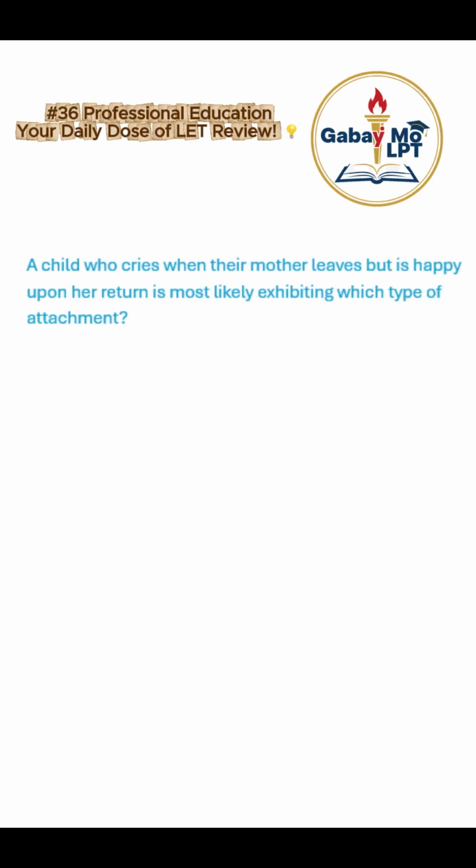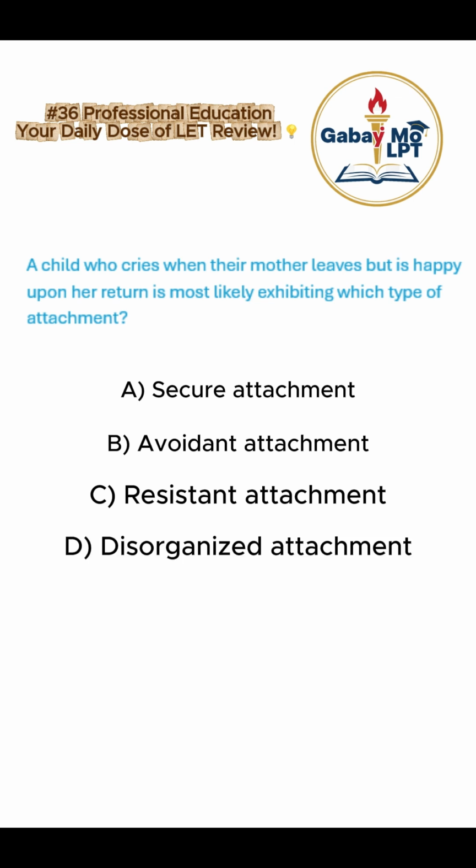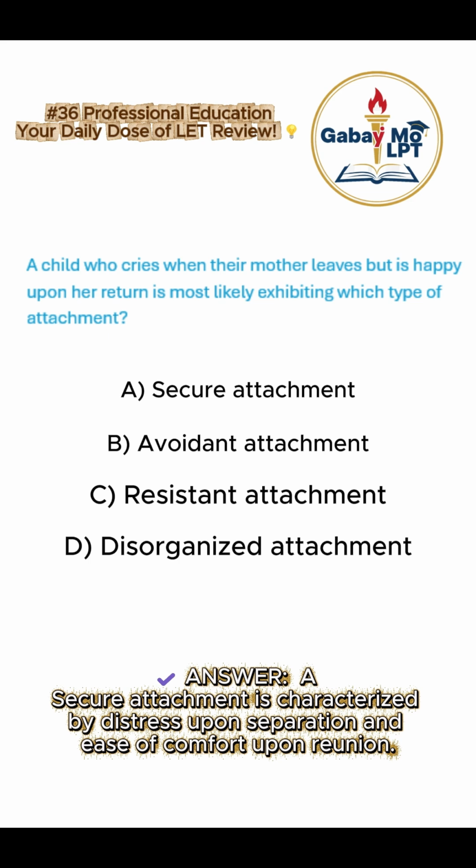A child who cries when their mother leaves but is happy upon her return is most likely exhibiting which type of attachment? A. Secure attachment. B. Avoidant attachment. C. Resistant attachment. D. Disorganized attachment. Answer: A. Secure attachment is characterized by distress upon separation and ease of comfort upon reunion.